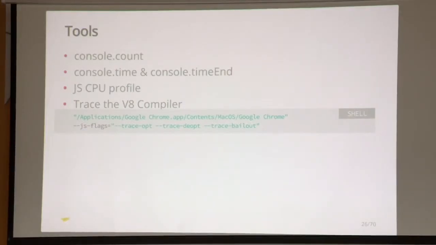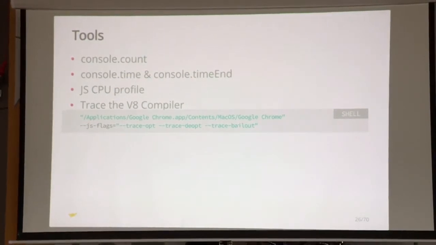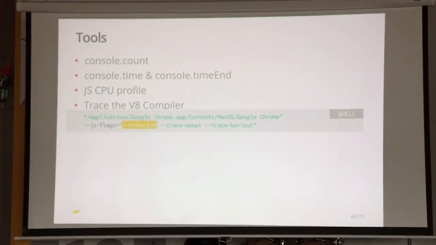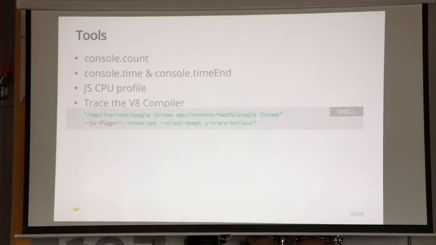All right, so console count. You can use console count in your function to see how many iterations you get, printed out each time you pass there. You can use the CPU profiler in the DevTools. I'm going to show it in a minute. And you can actually run the V8 compiler with these command line flags. So trace opt will show you what's being optimized, and what was optimized and then was de-optimized because something happened. And you can have a list of bailouts, like stuff that wasn't optimized because it can't be optimized at the moment.